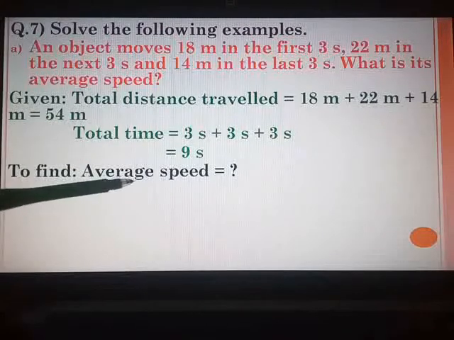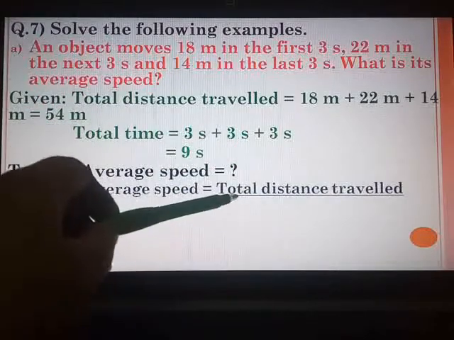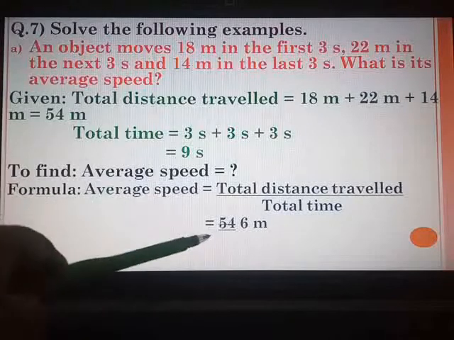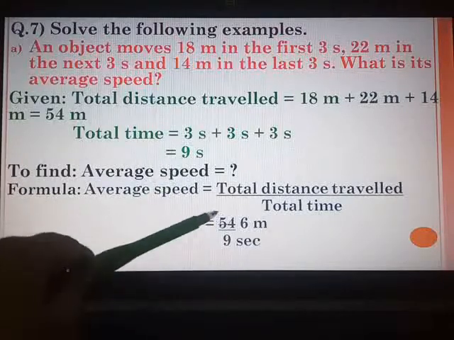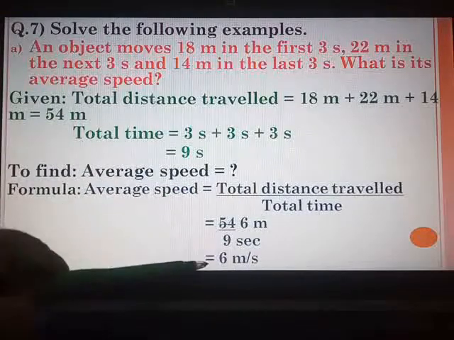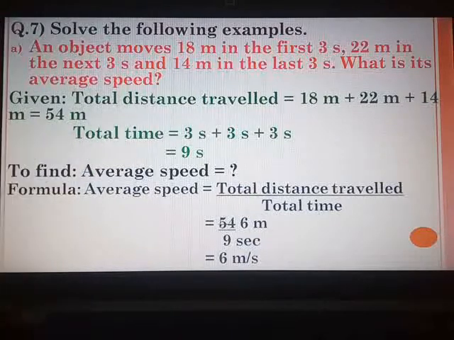You have to calculate the average speed. Now as I have told you, if you have to calculate average marks, what you do? You add up the marks divided by number of subjects. So here, average speed is total distance travelled upon total time taken. Substitute the values. 54 upon 9. So 9 6s are 54 meters per second. So your answer will be 6 meters per second. So the average speed of the object is 6 meters per second.